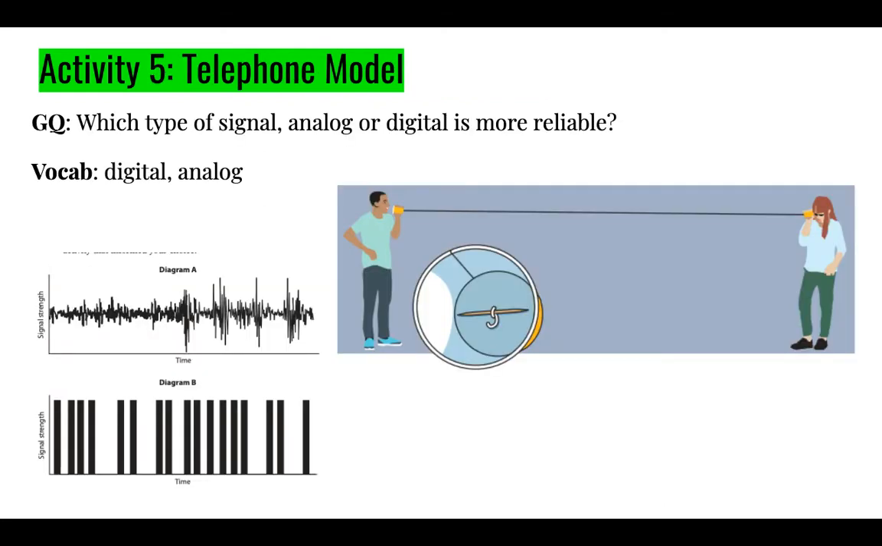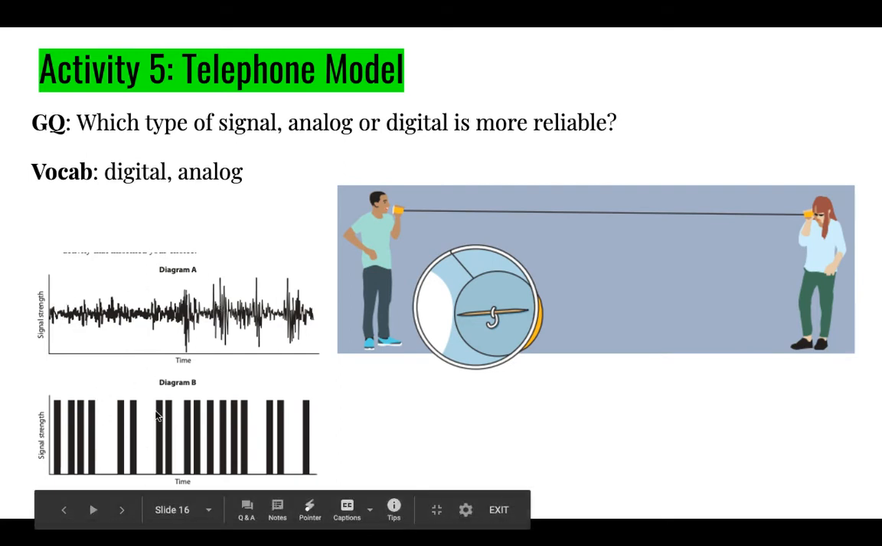Activity 5, telephone model. This is where you were able to have a string and you connected those strings in cups and you talked to each other and you loved it, and I thought it was hilarious. This is where we introduced the idea of an analog signal, diagram A, analog. When it looks like a wave, that's analog. When it looks like that wave has been transmitted into a code, digital.